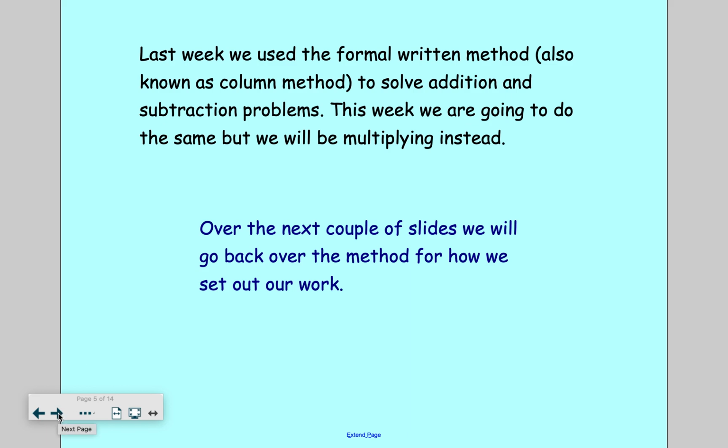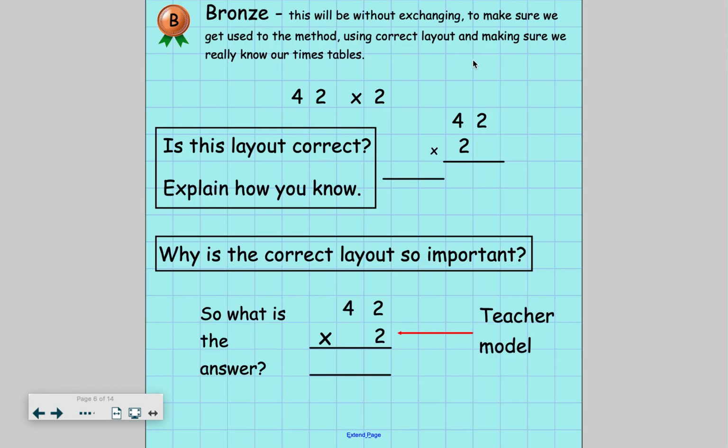So over the next couple of slides, I'm going to show you how to work it out. Well, first of all, 42 times 2. When we set it out, here's how I've done it. Does that look right to you? I hope you're shouting, no, Mr. Davey, that's atrocious.